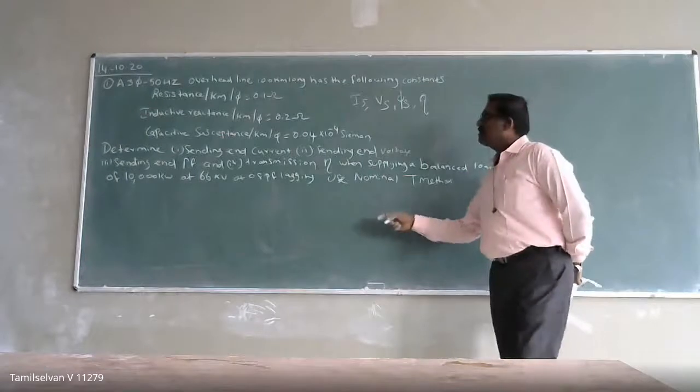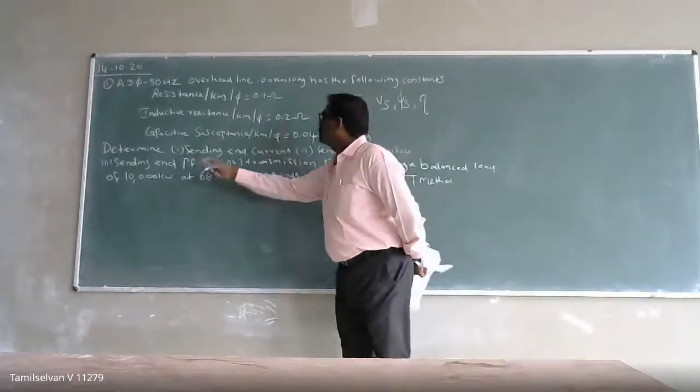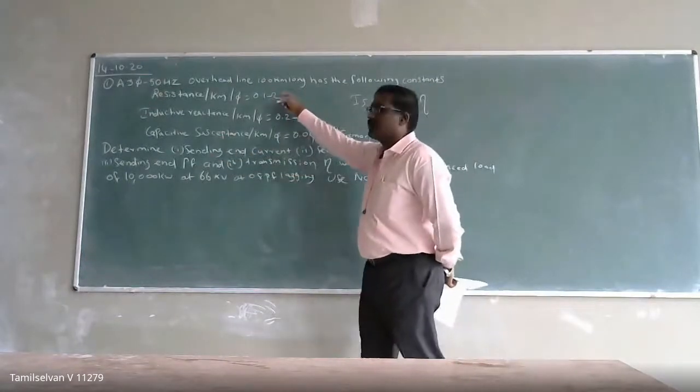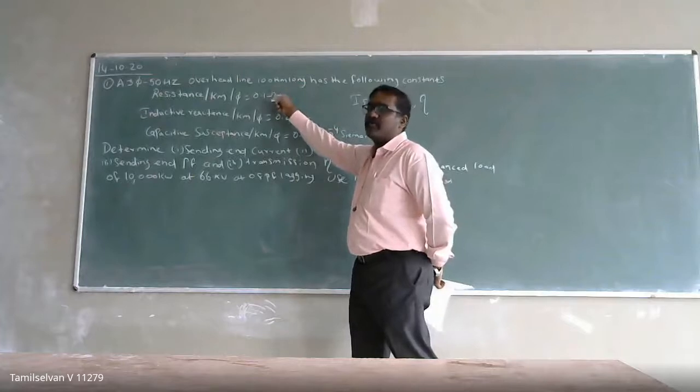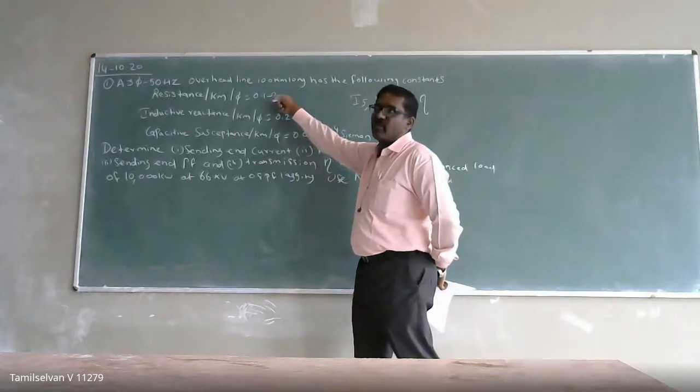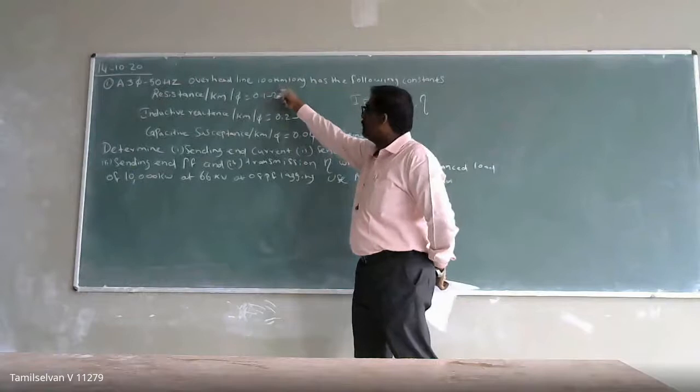Right. So here, remember, since it is of 100 kilometer length, this overhead transmission line is going to appear as a medium transmission line. Overhead transmission line is going to appear as a medium transmission line.